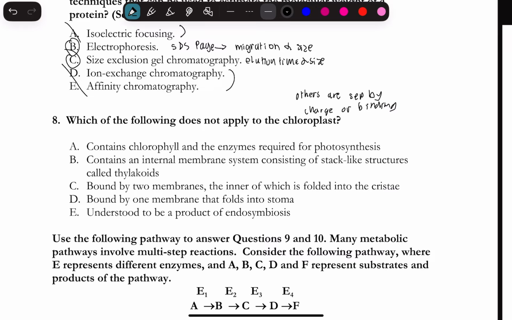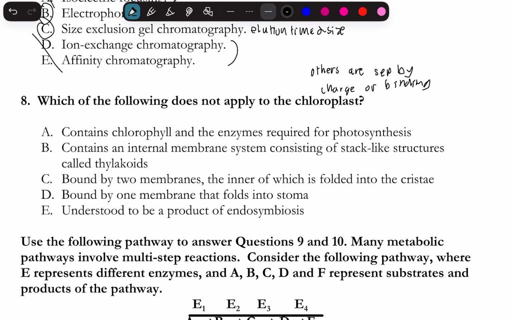Which of the following doesn't apply to chloroplasts? Okay, so chloroplasts. This is a discarded question because it contains multiple correct answers. So you can actually skip this one.